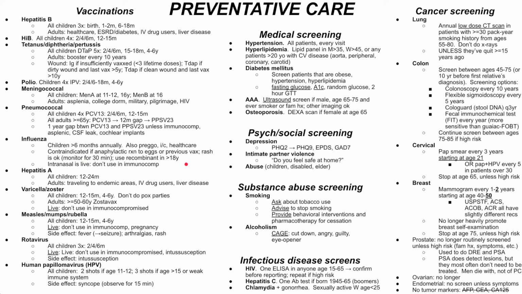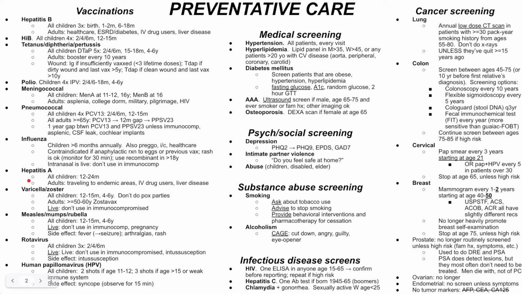Next is hepatitis A. This is done in all children between the ages of 12 and 24 months. Adults can get this as well. You might want to think about it if you're traveling to an area endemic with Hep A. IV drug users and people with liver disease might also get the Hep A vaccine.